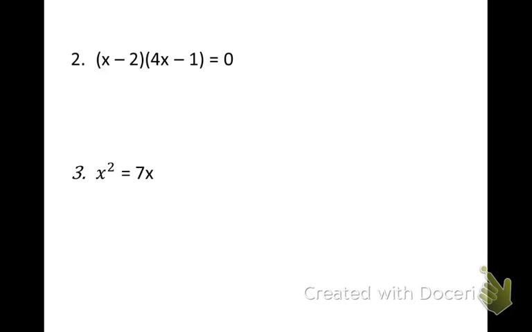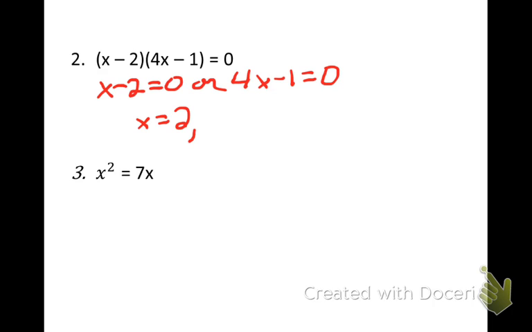Okay, this first one is already factored, so again I'm going to set each factor equal to 0, so that's what you want to check for first. So x minus 2 equals 0, or 4x minus 1 equals 0. So from this first one I'm going to add 2, I get 2, and sometimes if you can do this in your head, fine. If you can't, you need to write out steps, but I'm going to add 1 to each side. That would give me 4x equals 1, then I'd have to divide by 4 and get x equals 1/4.